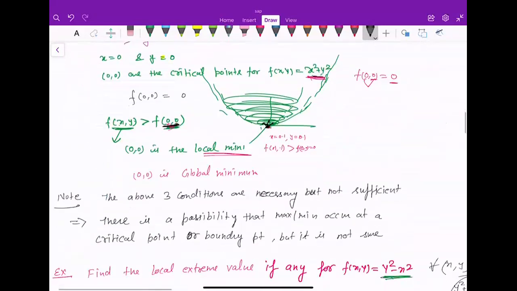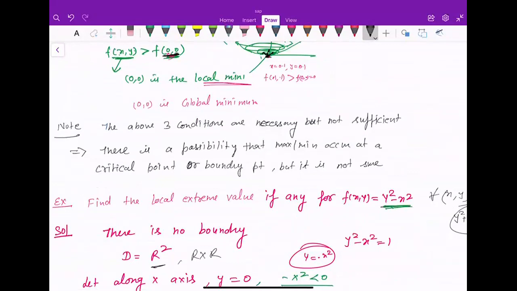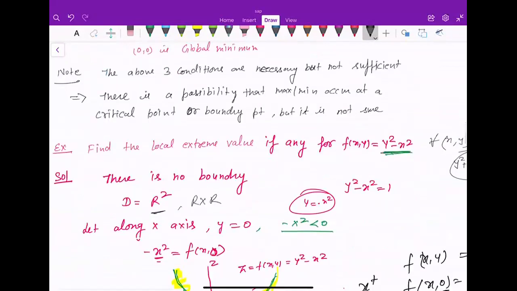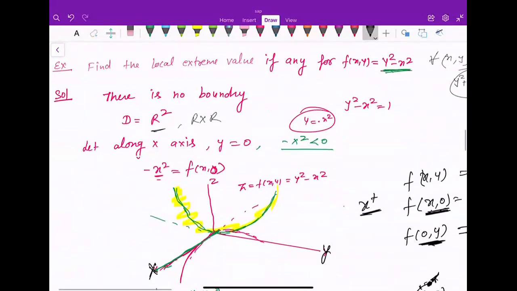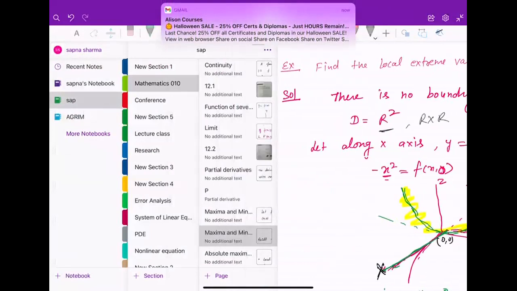One more example we did was f(x,y) equal to y square minus x square. There we got the critical point 0, 0, and that is neither maximum nor minimum. That's why the point 0, 0 is a saddle point. So this is one procedure for computing the maximum and minimum of a function, which we discussed in the previous class, but it is not always a good method.